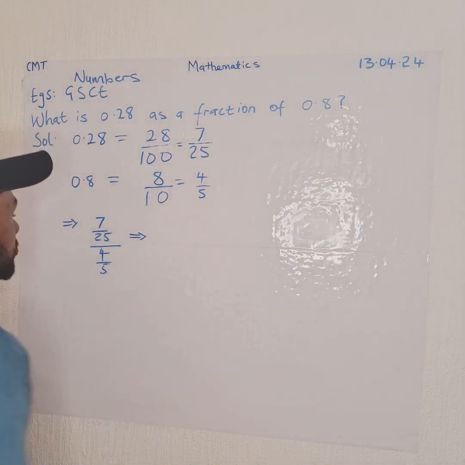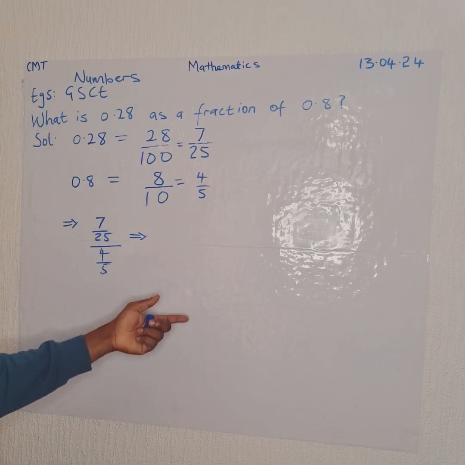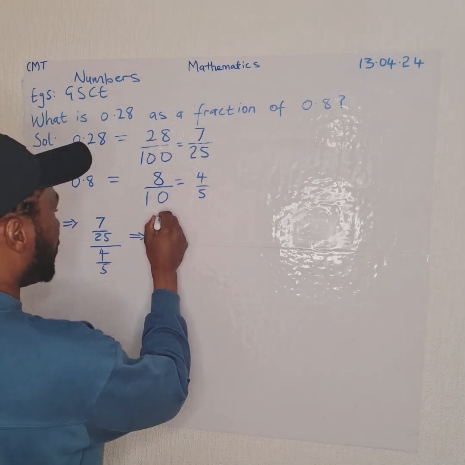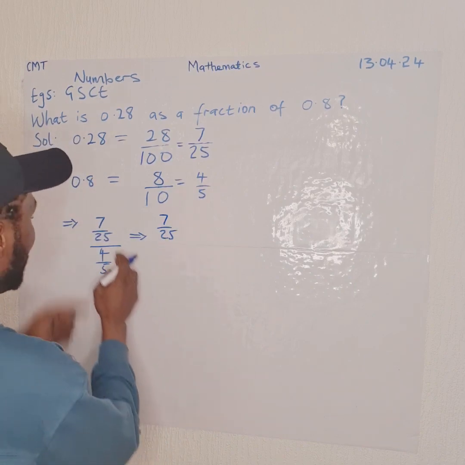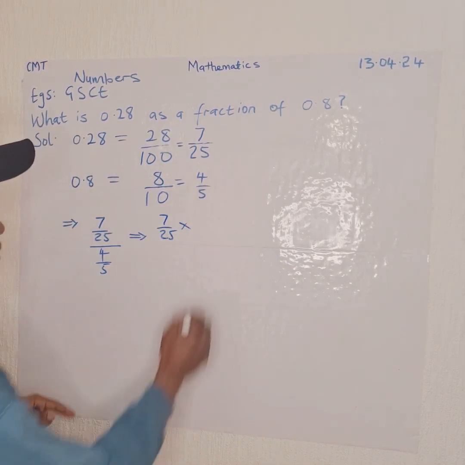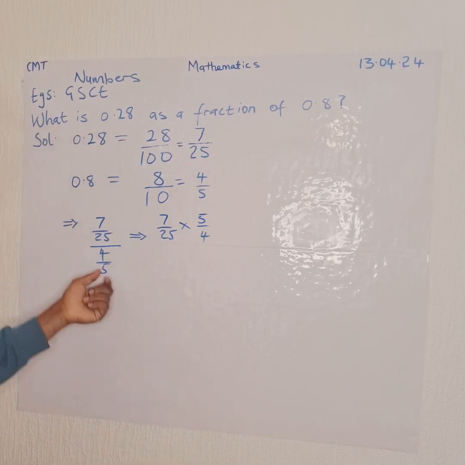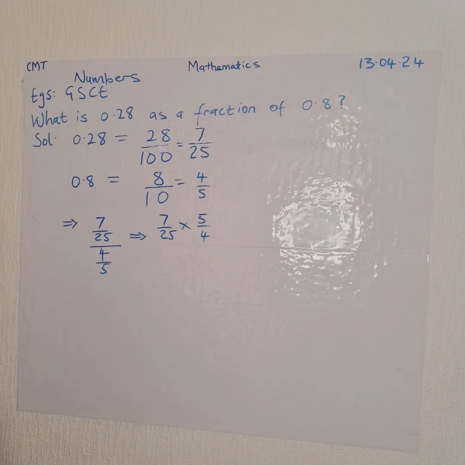We all know that to divide a fraction by another fraction, we need to invert the second fraction. Again, to divide a fraction by another fraction, all we need to do is invert the divisor. Therefore, 7 over 25 divided by 4 over 5 is the same thing as 7 over 25 multiplied by 5 over 4. Once you invert, you change the division sign to multiplication and you get your answer correctly.